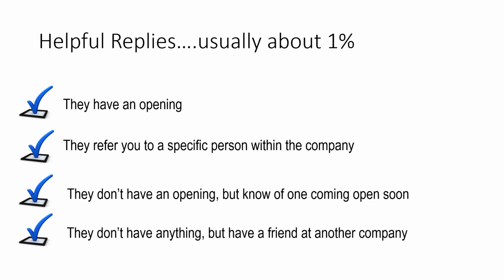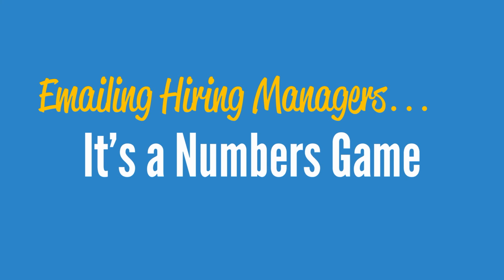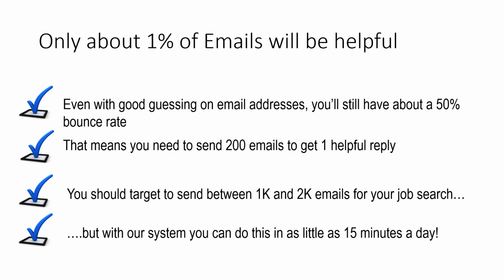Everybody I've worked with one-on-one, we do this. Every single client one-on-one has gotten a job using our process. So this works. Now, only 1% are going to be helpful, right? And that is challenging. Okay, it's a numbers game, and you got to remember that it is a numbers game. So only about 1% are helpful, and understand that even with good guessing on email addresses, you're still going to have roughly a 50% bounce rate.